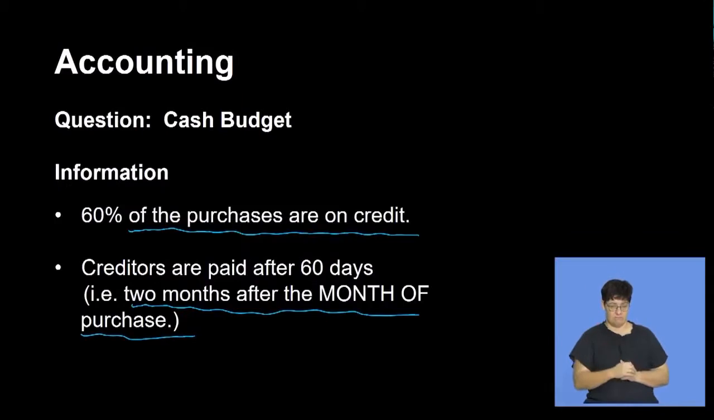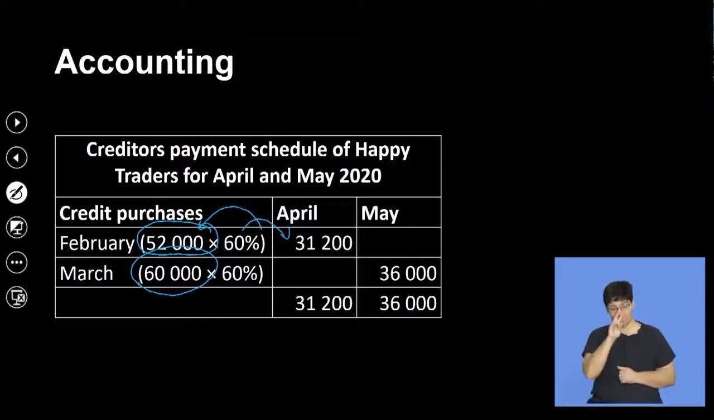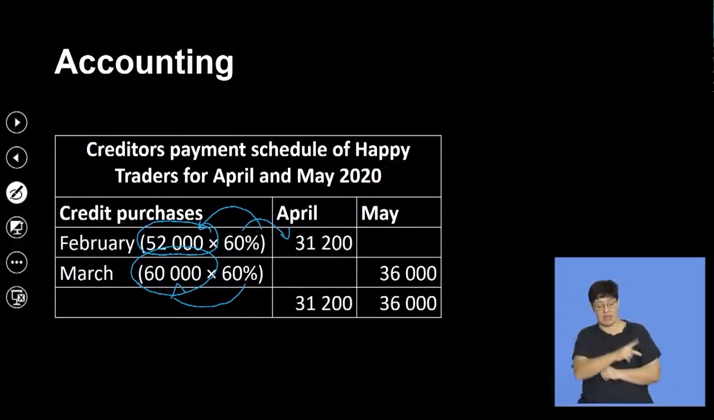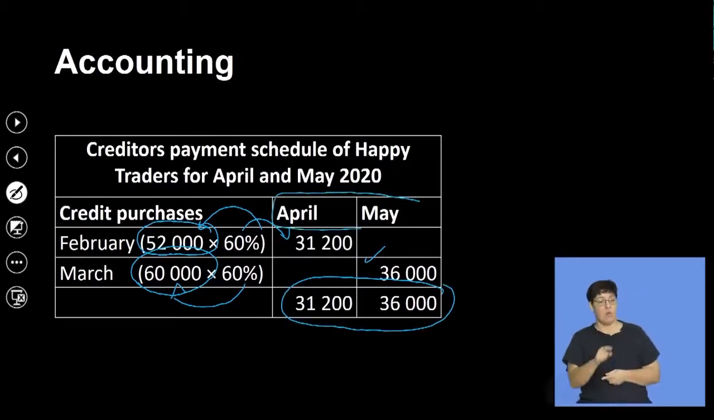So once again, what do we know here? We can see that we took 60% of the 60,000, right? Gave me a figure of 36,000. When am I paying the creditor? 2 months after the month of purchase. So I purchased in March, I will not pay him or her in April, I'll pay the amount in May. There's my 36,000 that will be paid in May. So my total payments or my creditors payment schedule looks like this. This is the total payments that I will have to make for my budgeted period of April and May.